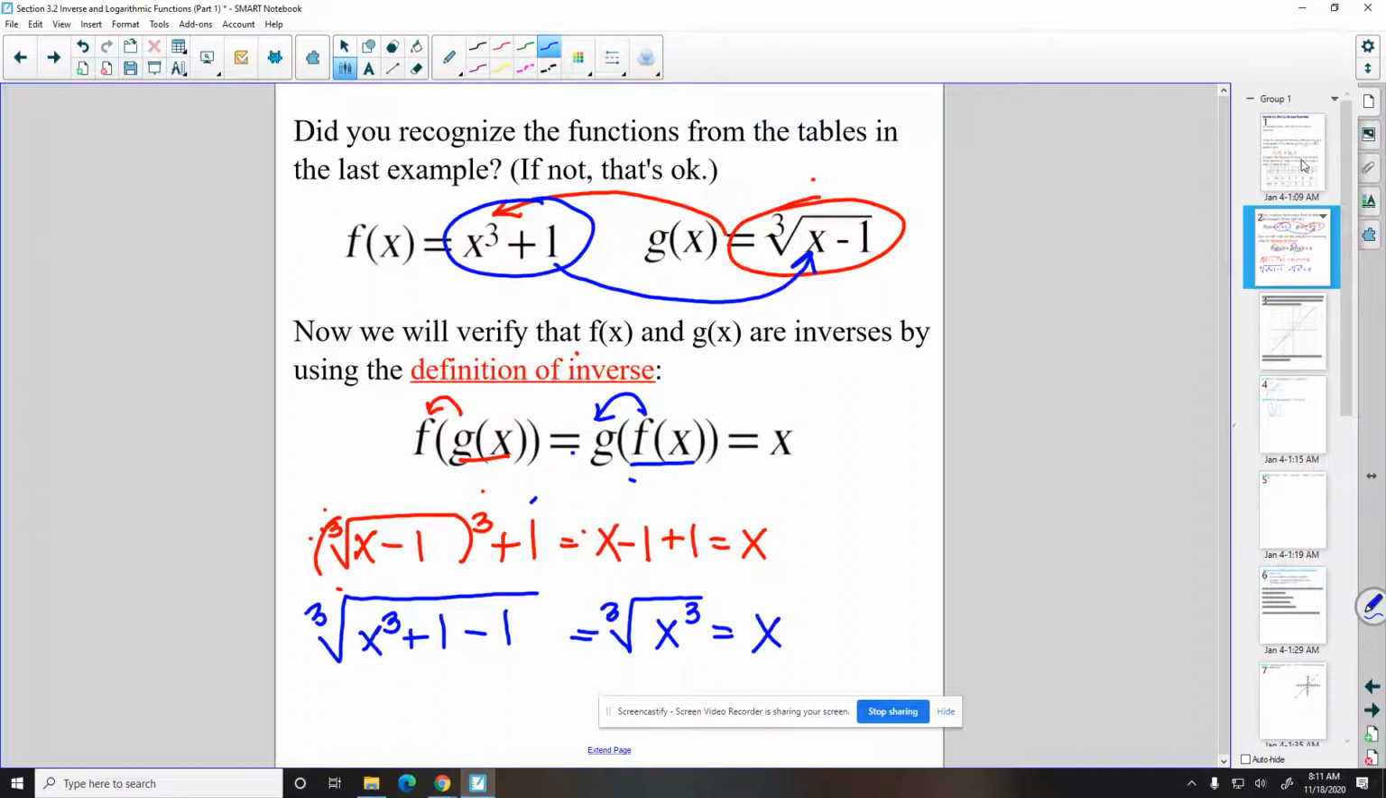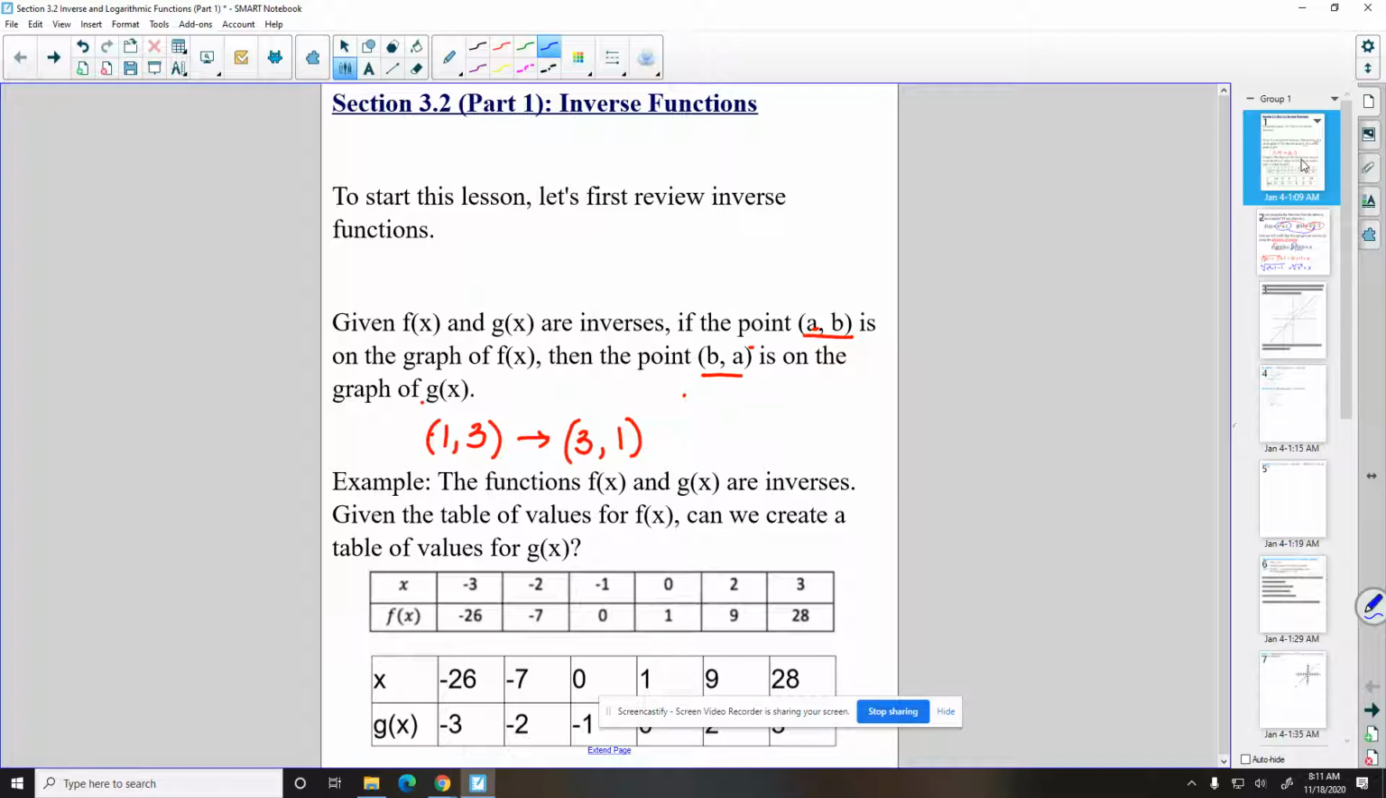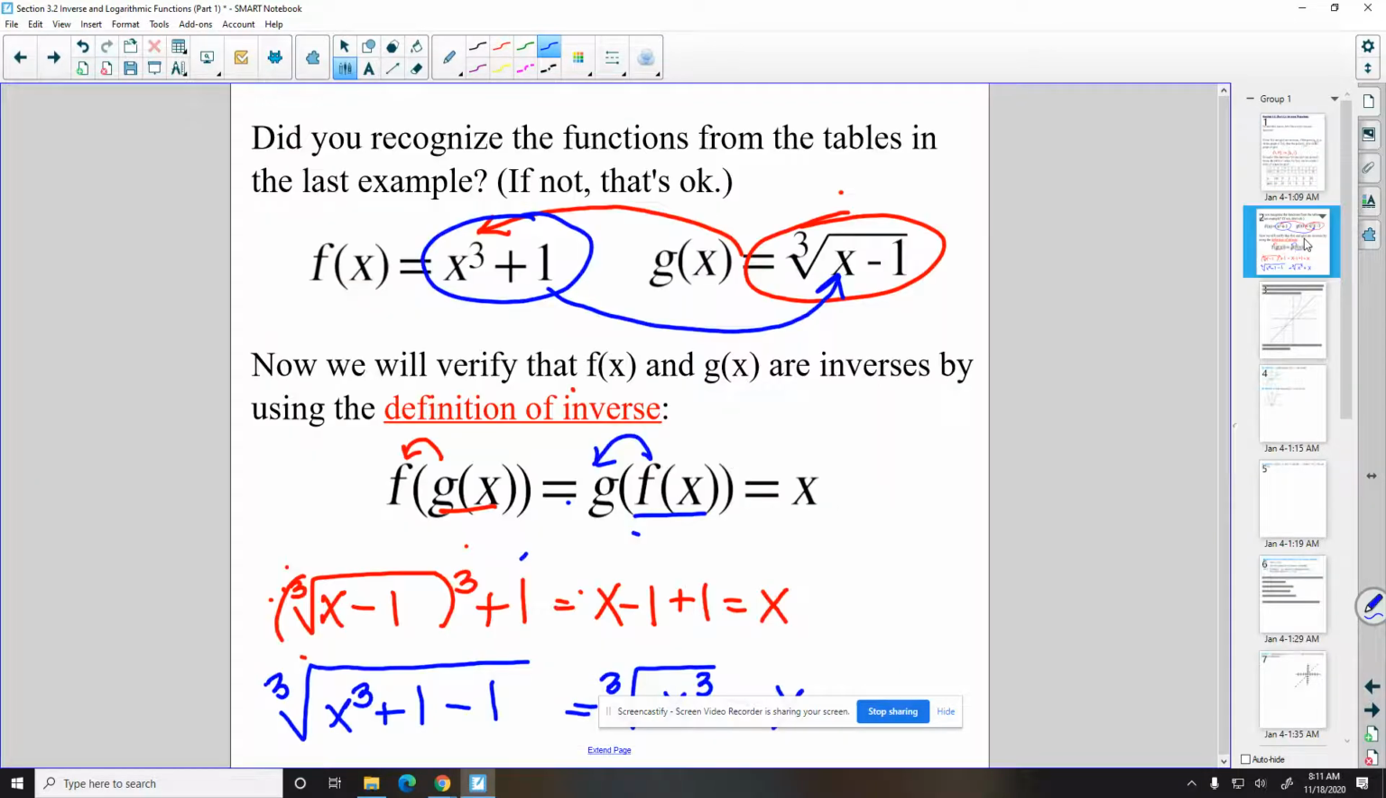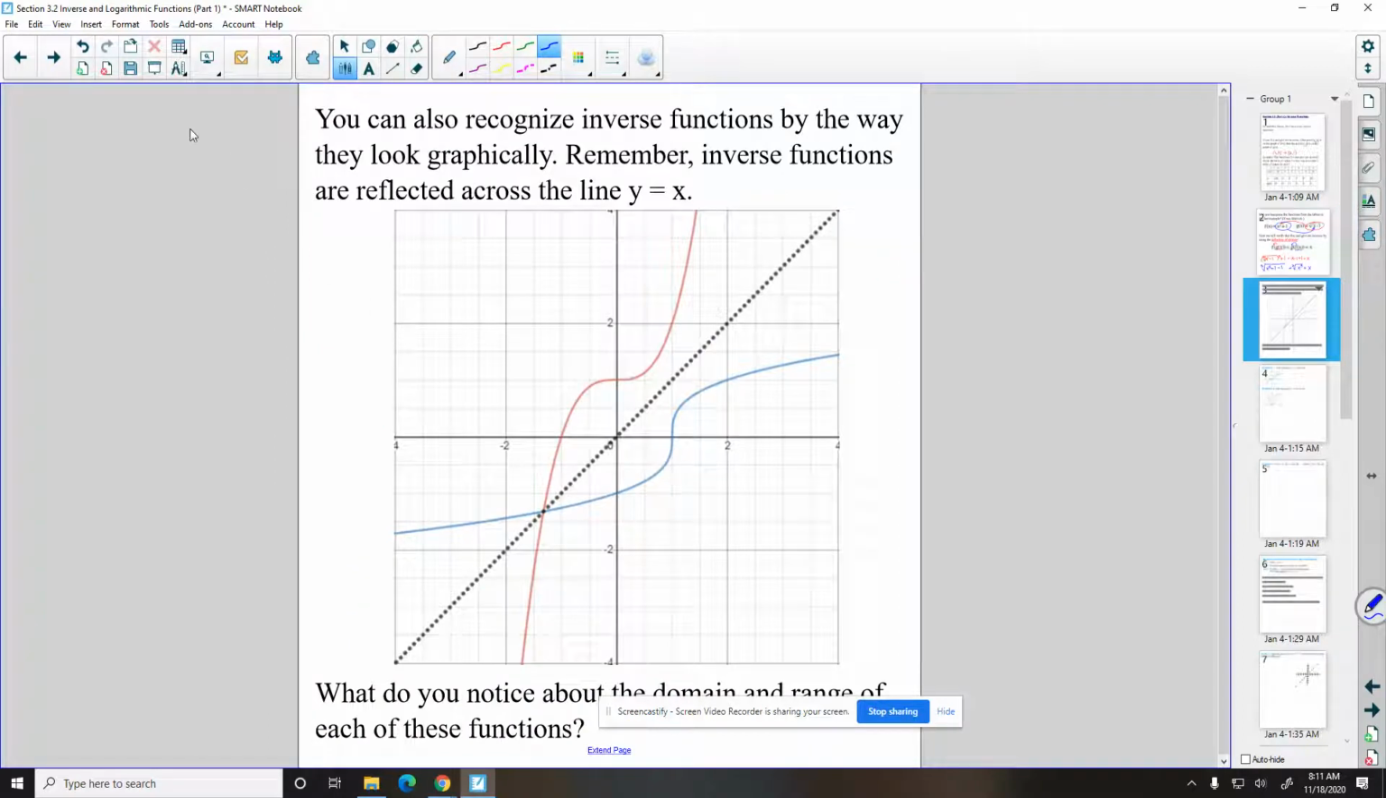So we know that the points flip in inverse functions. We know the composition equals x in inverse functions. Now let's look at graphs. So in graphs of inverse functions, you're also going to see some symmetry. Okay, so you should notice that the red line and the blue line are symmetric to one another along this dotted line. And I actually want to write down real quick.